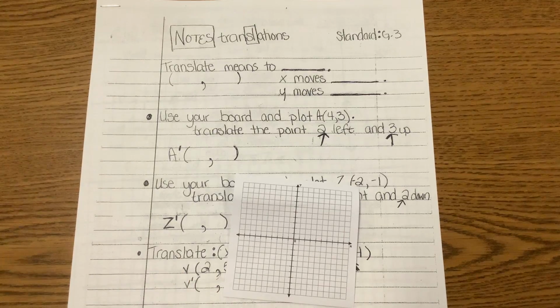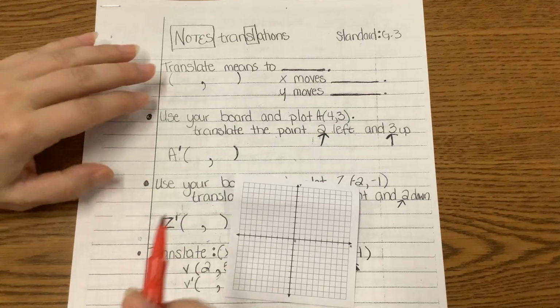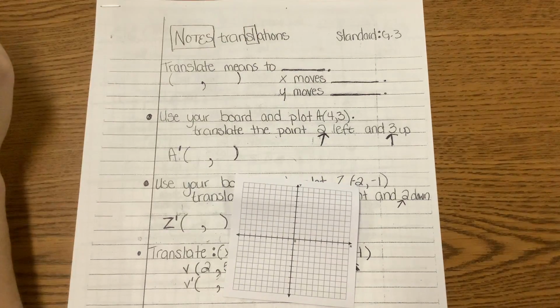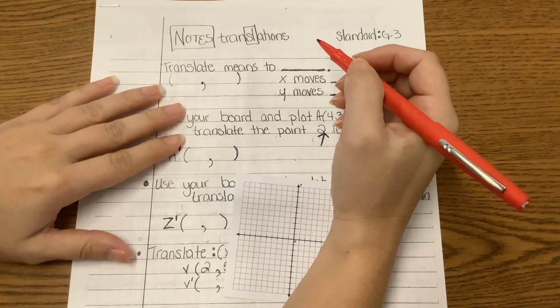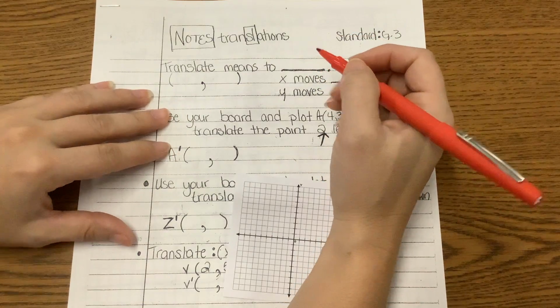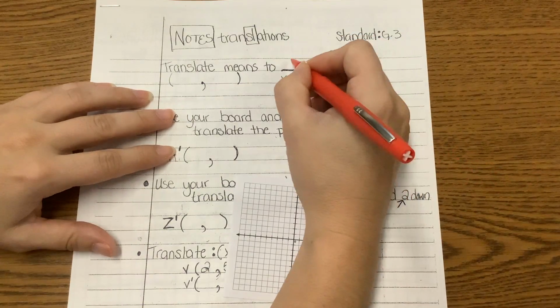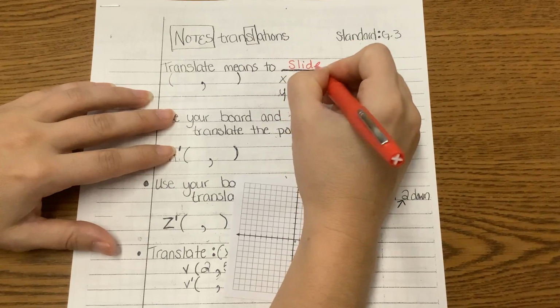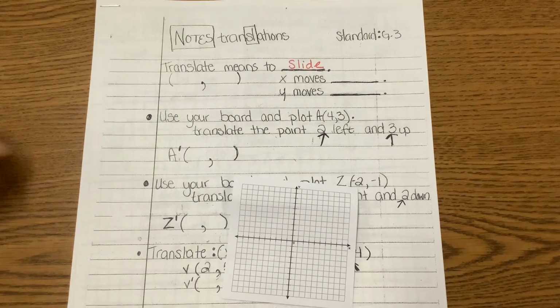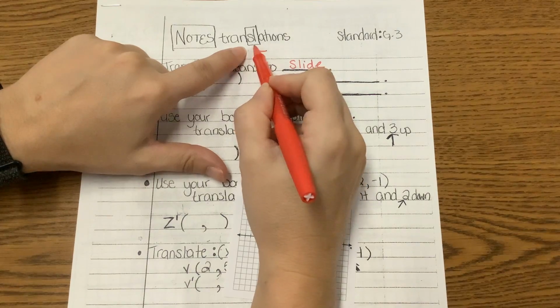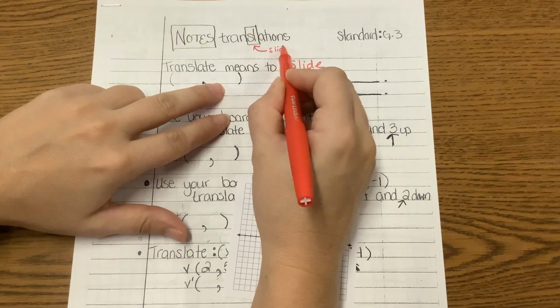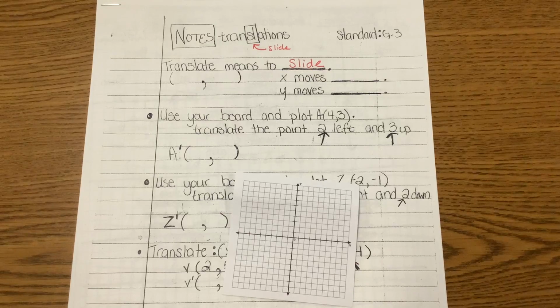Okay, so our notes today are going over translation and reflection. Translate means to do what? How are we moving it? Are we flipping it? Are we sliding it? We're going to slide it. If you look in the notes title for translations, that SL, maybe you can use that to help you remember that it's a slide. We're just sliding it up and down, left and right.